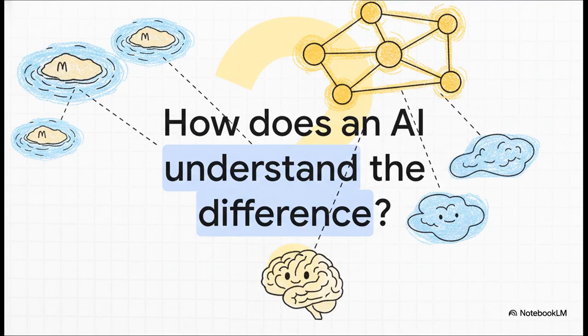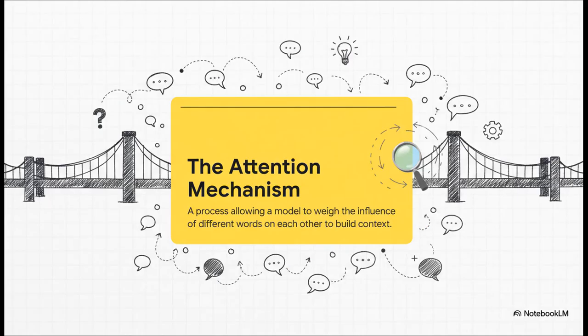Well, here's the problem. At first, it can't. When an AI initially sees these sentences, its internal representation, its sort of digital idea or vector for the word mole, is exactly the same in all three cases. It's just a generic context-free definition. You can think of it like each word is an island, and there are no bridges connecting them to the mainland of context. So how do we build those bridges?